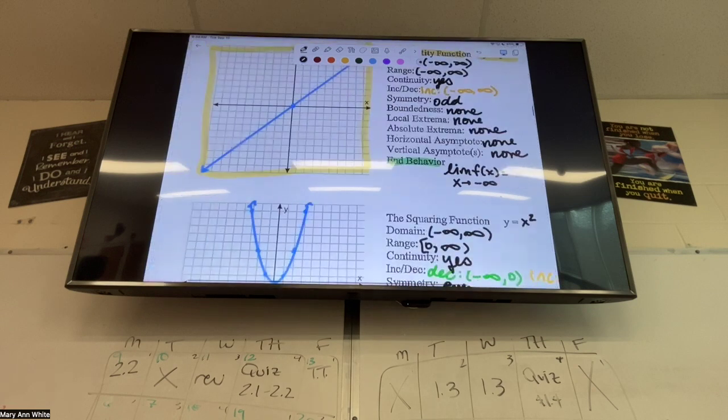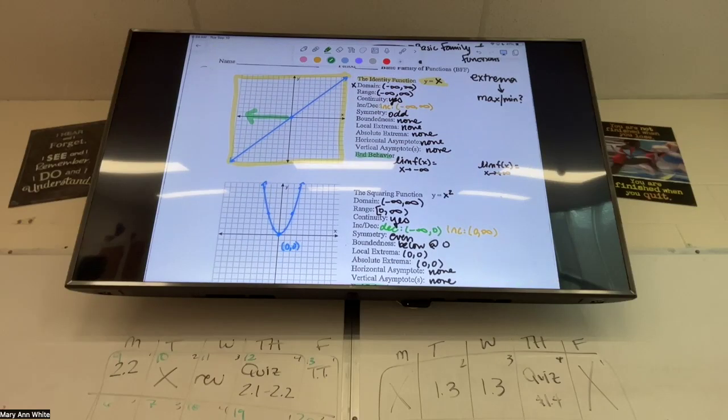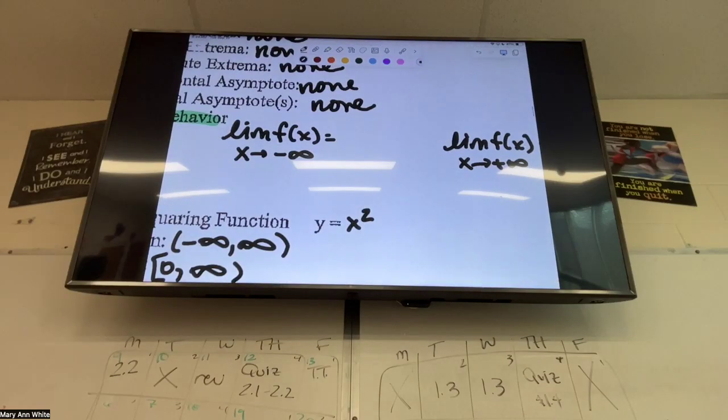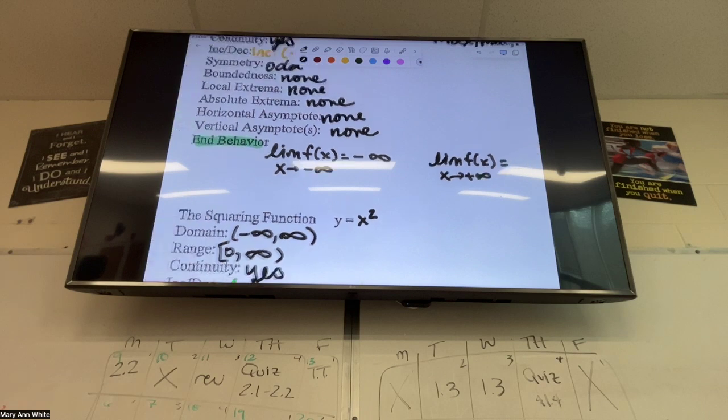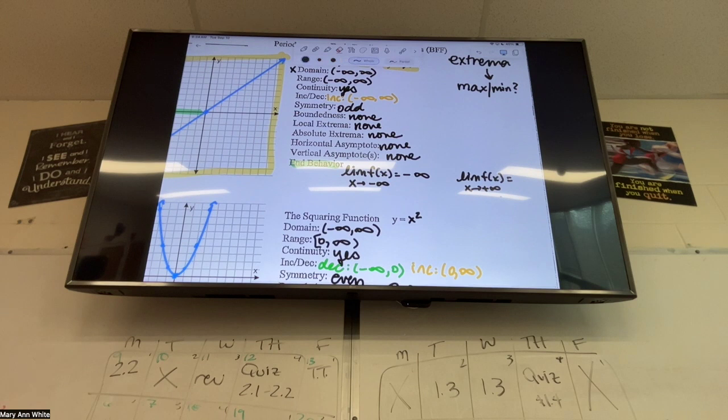Okay, so if I look at this graph, as I approach negative infinity with my x's, is my y going up or going down? Down, right? Negative infinity. So my limit of my function as x approaches negative infinity is also negative infinity. Now when I go to do my positive, as x approaches positive infinity, what's my graph doing? Positive infinity is going up. So we'll say that's approaching positive infinity.